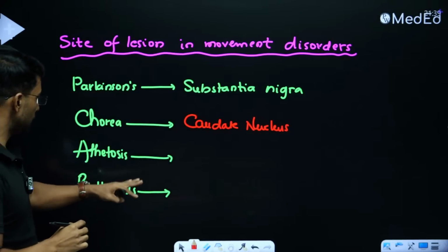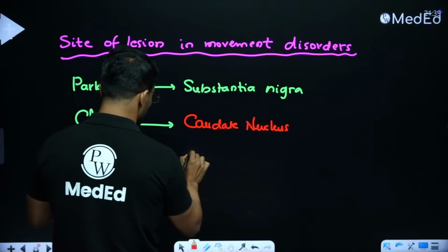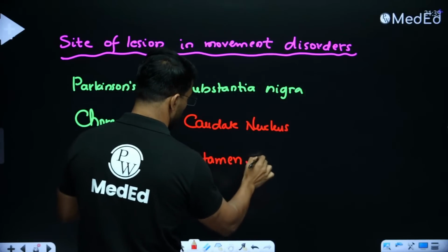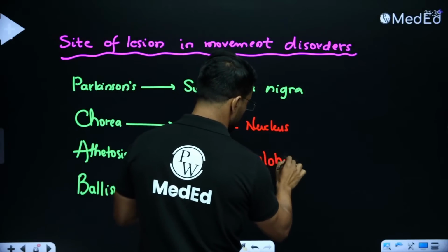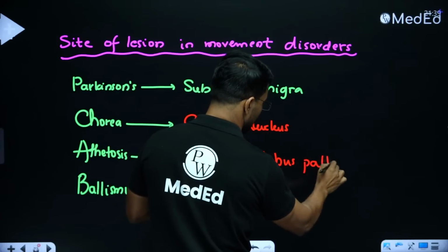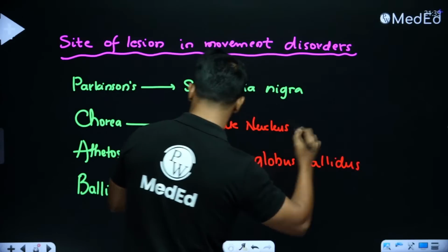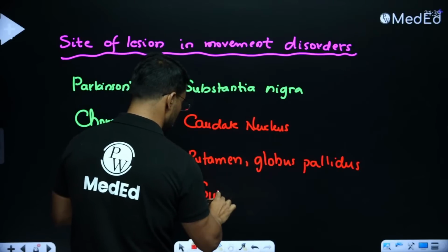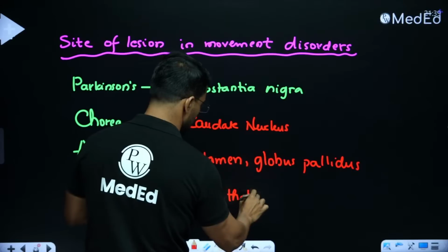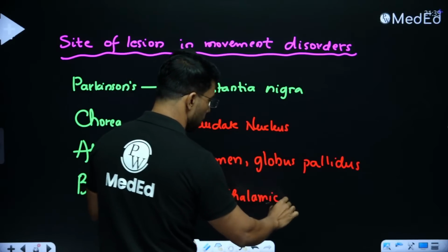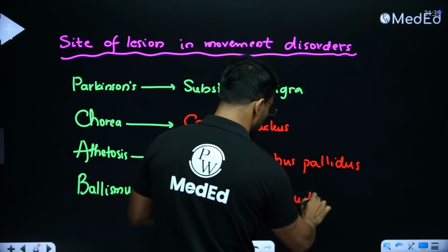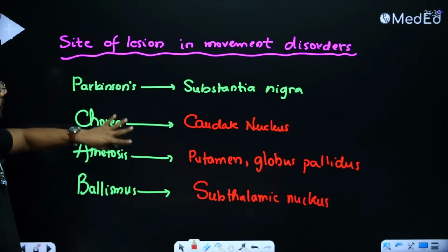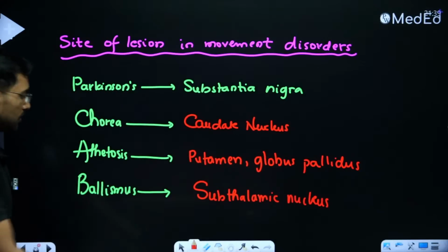The site of lesion for athetosis can be the putamen or globus pallidus. And for ballismus, it is the subthalamic nucleus. Subthalamic nucleus of Luys, or subthalamic nucleus. Okay, so these are the sites of lesions for us to develop these movement disorders.